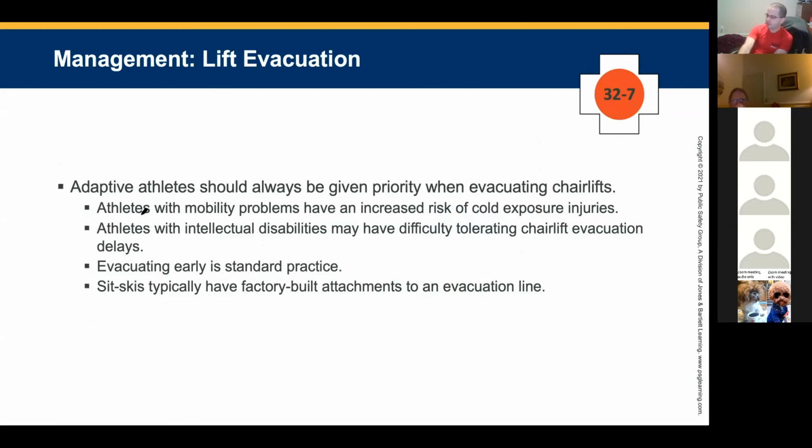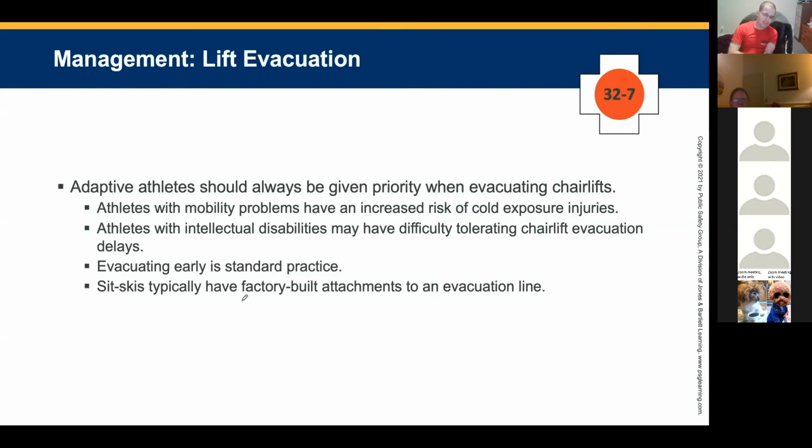Athletes with mobility problems have an increased risk of cold exposure. Athletes with intellectual disabilities may have difficulty tolerating chairlift evacuation delays, and so evacuating early is a standard practice. Sit skis typically have factory built attachments to an evacuation line. Just to recap, as part of our lift evacuation process, usually we have a patroller ski the line, and the purpose of skiing the line is to identify anybody who may need to be priority being taken off the lift. So we touch base with everybody on the lift, figure out who our priority patients are, and then those individuals get off the lift first.